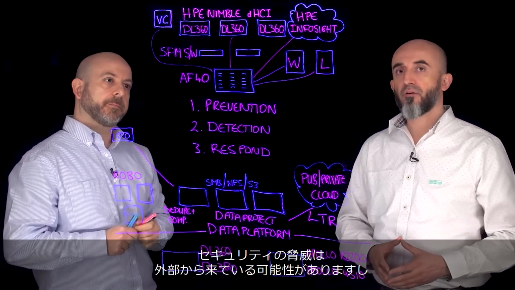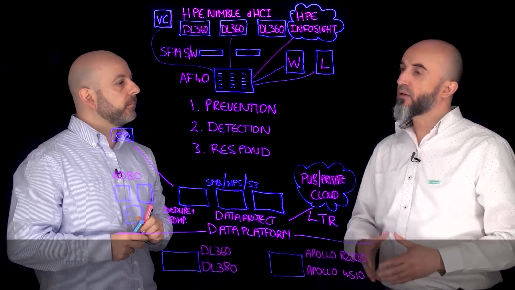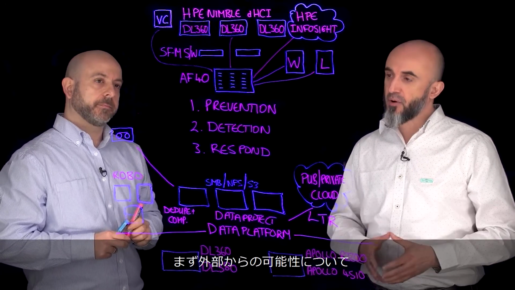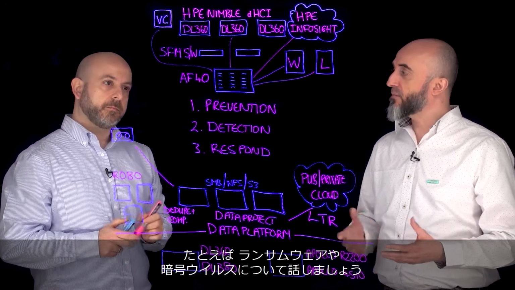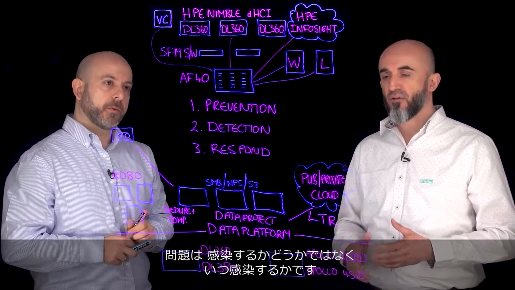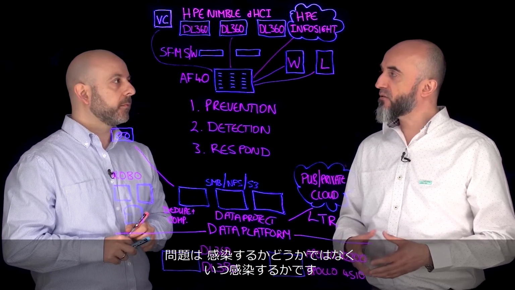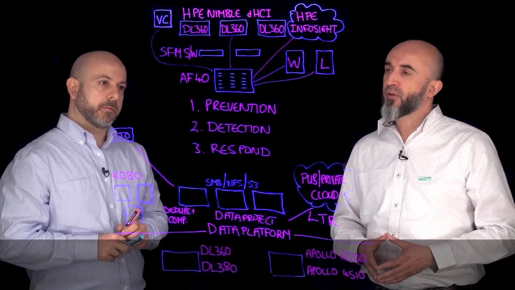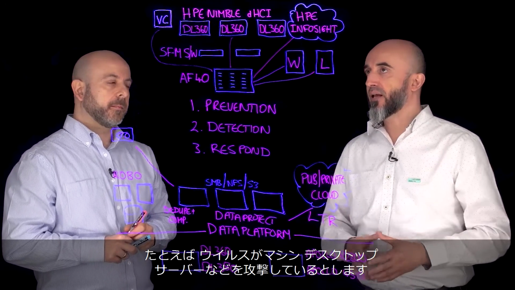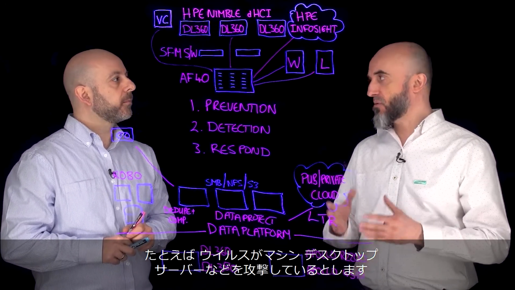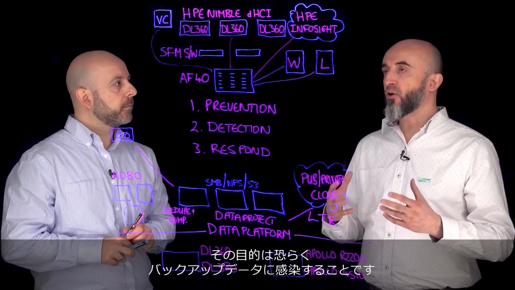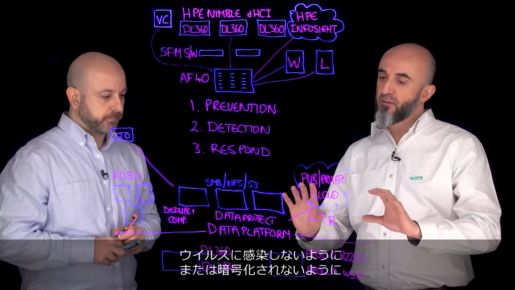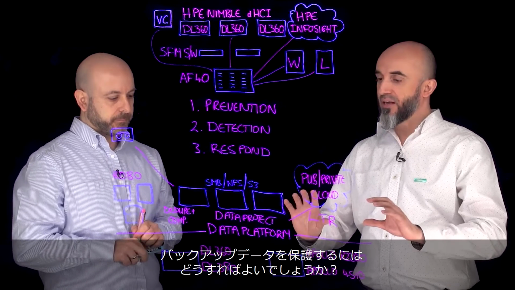So as you know, the security threats could be coming from external sources, or the majority of the threats come from internal disgruntled employees and things like that. So let's talk about the external sources first. Let's talk about something like ransomware, your cryptoviruses out there. It's not a question of if you're going to get infected, it's a question really of when. I'm sure you've heard about it in the news. It's all over the place. So let's just say a virus is attacking the machines, the desktops, servers, wherever, and they may be looking to infect the backup data that we have. How can we make sure that the backup data is protected so the viruses won't infect or encrypt it?